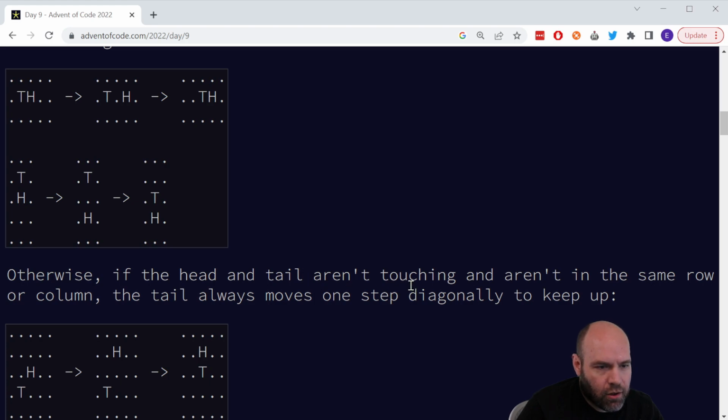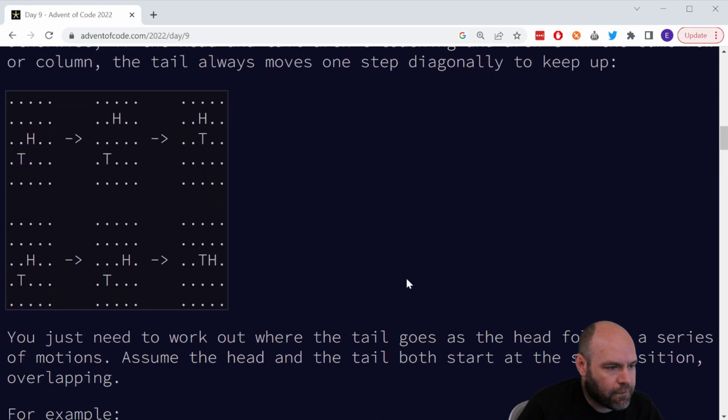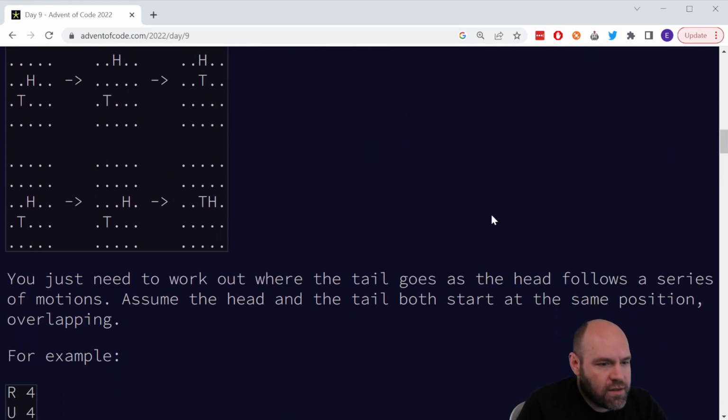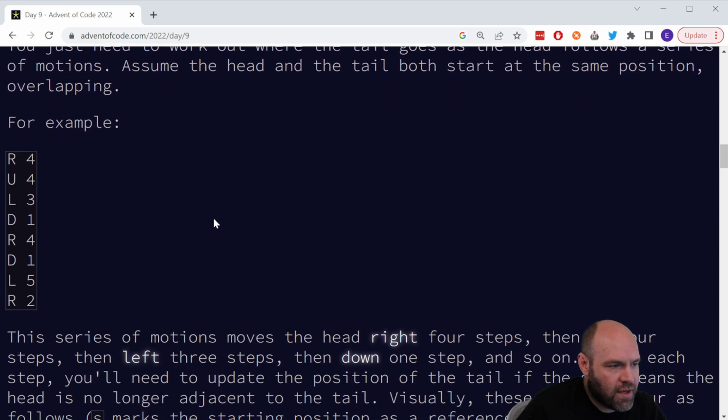Otherwise, if the head and tail aren't touching and aren't in the same row or column, the tail always moves 1 step diagonally to keep up. Okay. You just need to work out where the tail goes as the head follows a series of motions. Assume the head and the tail both start at the same position, overlapping. For example, R4, U4, L3. Okay, so this series of motions moves the head right 4 steps, and presumably the tail follows 4 steps, then up 4 steps, then left 3 steps, then down 1 step, and so on.